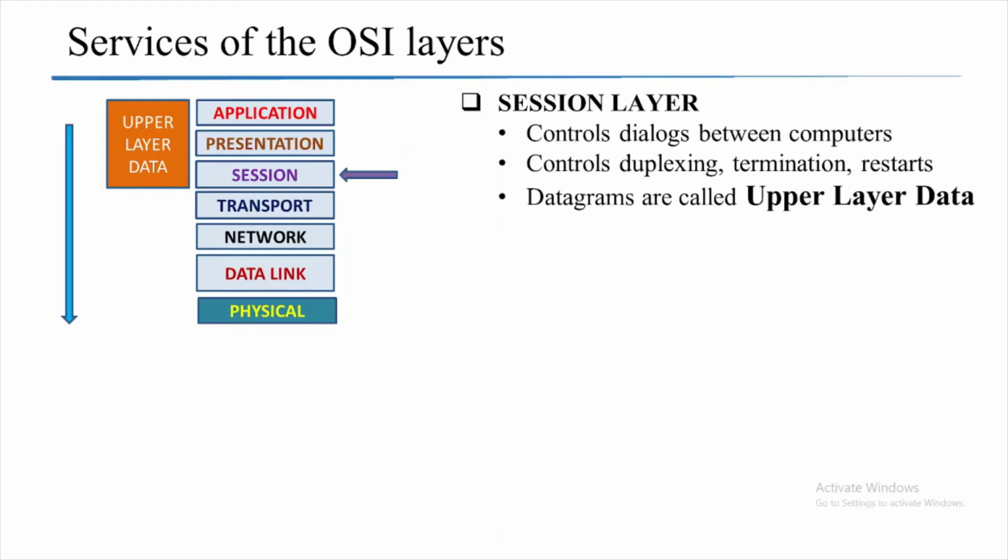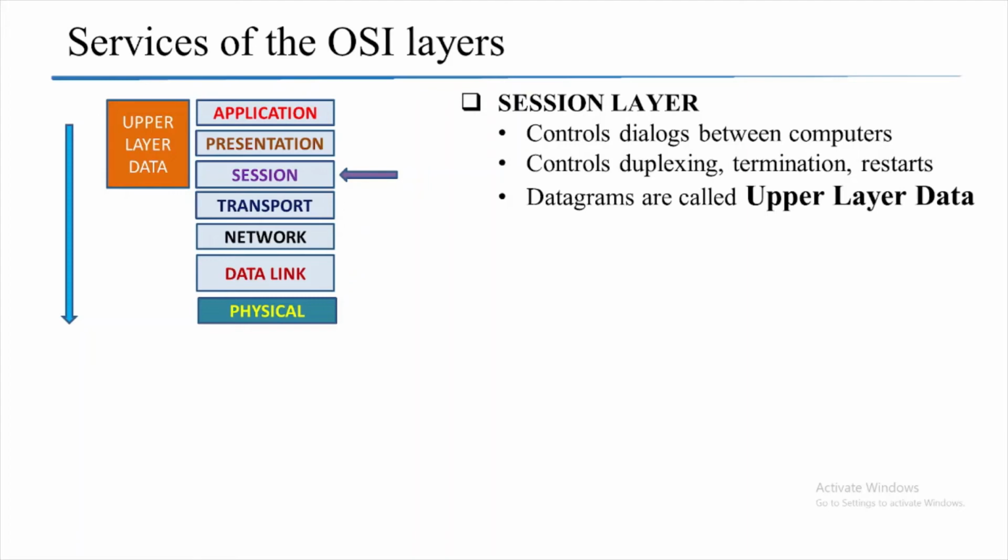The session layer controls dialogues between computers, and it controls duplexing, termination, and restarts. So all it does is control the session between different dialogues of computers, right? It may be termination of sessions, starting of sessions, or restarting an already terminated session, and it makes sure there is duplex communication in both directions.